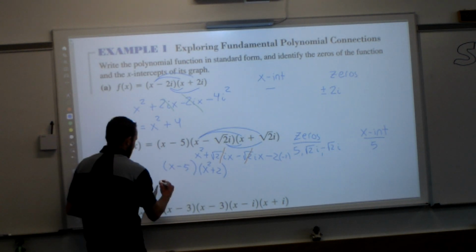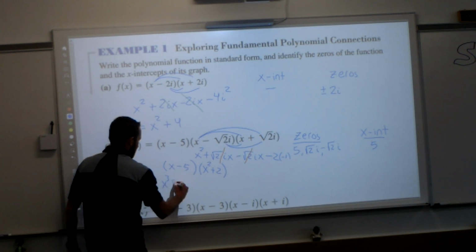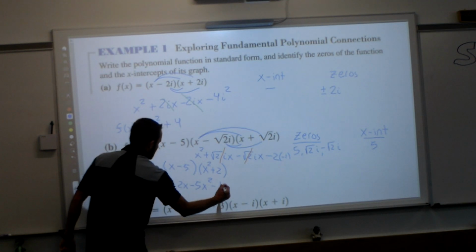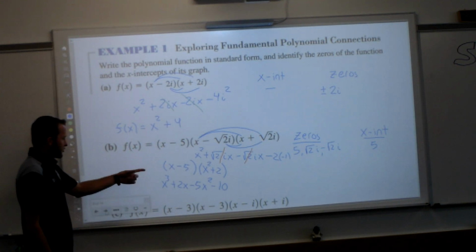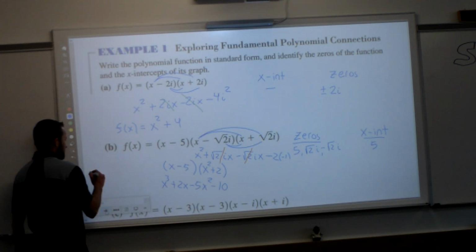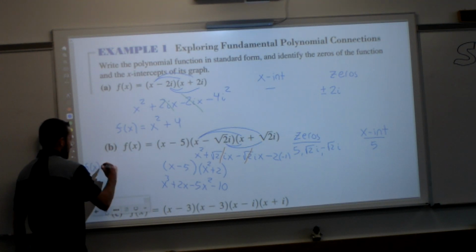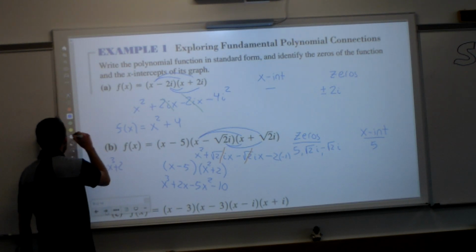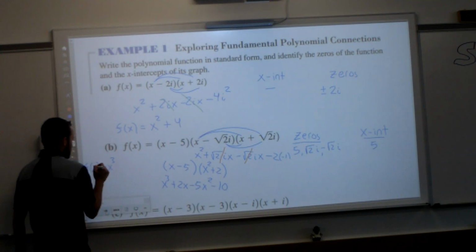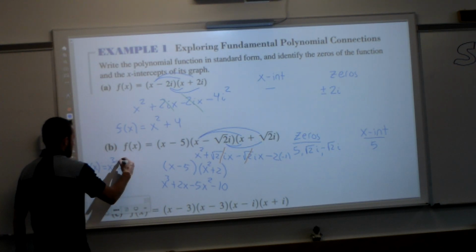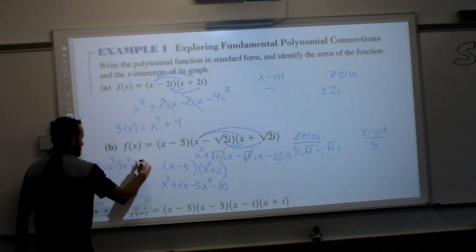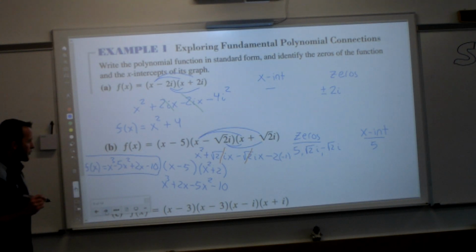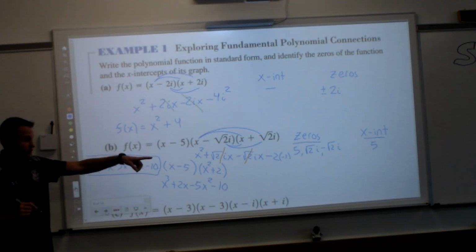When I do, I'm going to get x cubed plus 2x minus 5x squared minus 10. And there's no like terms. It's not quite in standard form because it's not in order of exponents high to low. So I'm just going to change the order of the middle terms. So that's going to be minus 5x squared first, then plus 2x minus 10. So this is our polynomial in standard form. Those are the zeros, those are the x-intercepts.